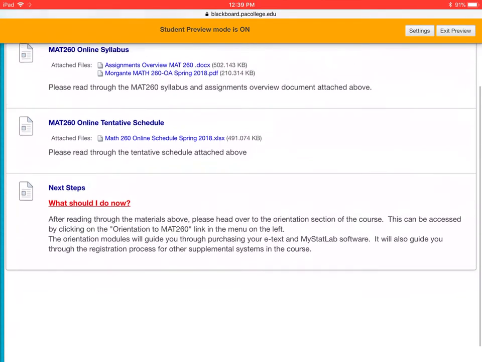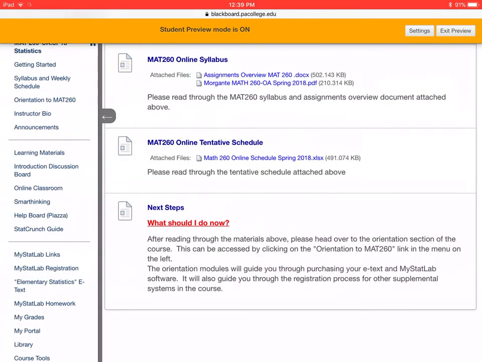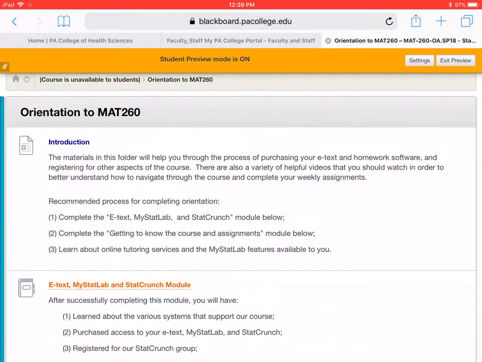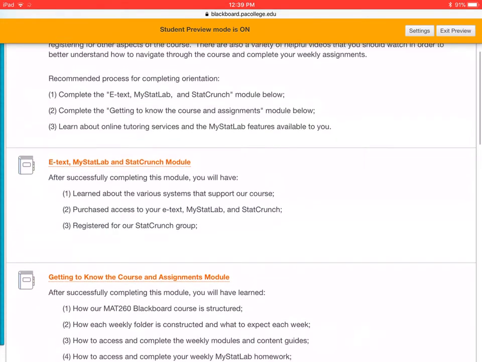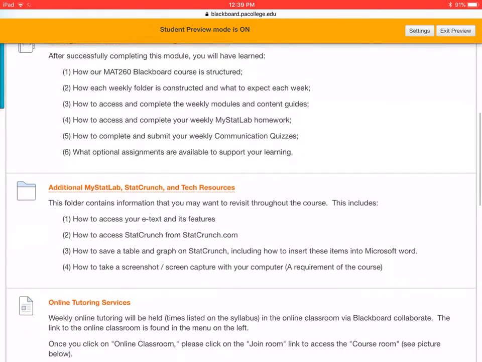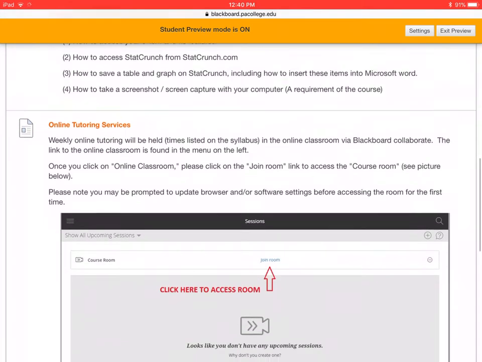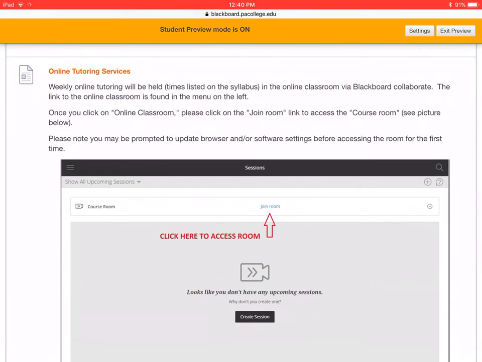Once you complete looking at your syllabus, assignments list, and tentative schedule, you should then move on into the orientation link, located on the left. This will break down how to purchase your textbook, get to know your assignments, and additional MyStatLab, StatCrunch, and tech resources. It also will explain the online tutoring services we have available.